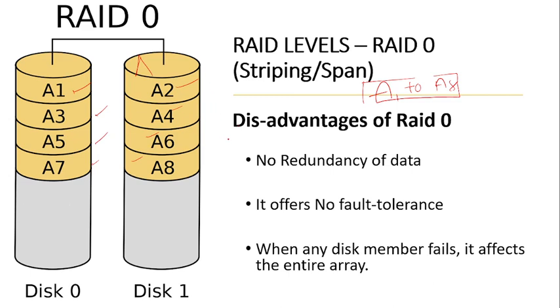But the disadvantage of RAID 0 is no redundant data. That means there is no duplicate copy of the data. It offers no fault tolerance. So if anything fails, the entire array will be affected. When any part of the disk fails, it affects the entire array. So even though it is divided across two parts, disk 1 and disk 0, the major disadvantage here is no redundancy of data. When any disk member fails, it affects the entire array.